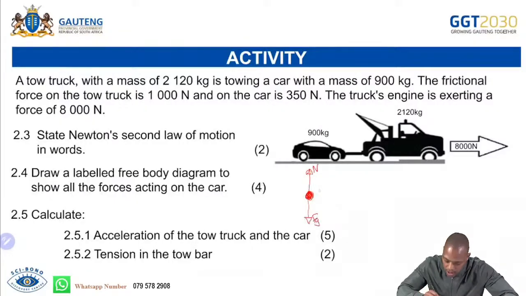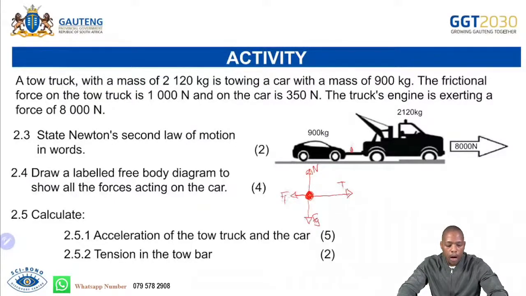And what is force number 3? Force number 3 is friction. There is friction being experienced by the tires of the car on the road. And then force number 4 is going to be the tension that is provided by the tow bar that is being used to tow a car. So this is the free body diagram that we are expected to have, where the frictional force is 350 newtons and we don't know the tension, right?